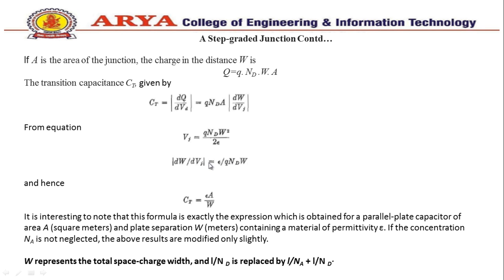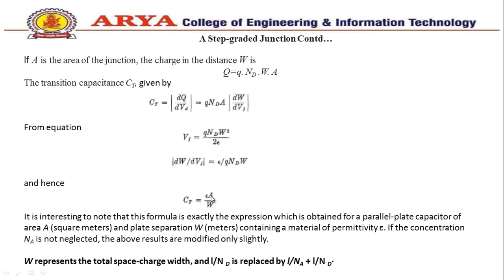So hence if we put this value into this equation, then we get Ct equal to A epsilon upon W. This relationship is very interesting because this formula is exactly the expression which is obtained for a parallel plate capacitor, which is having area A and plate separation W and containing the material permittivity epsilon.